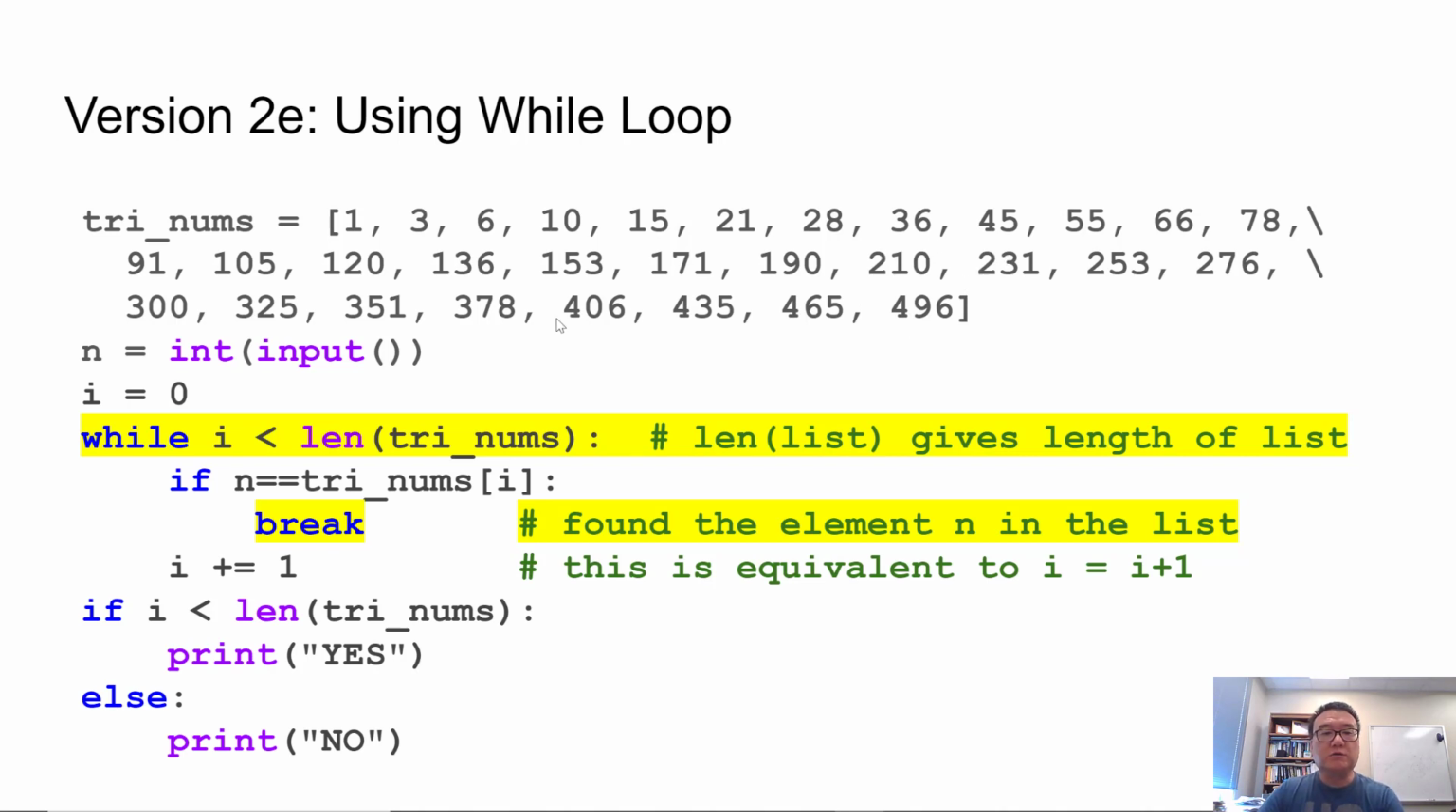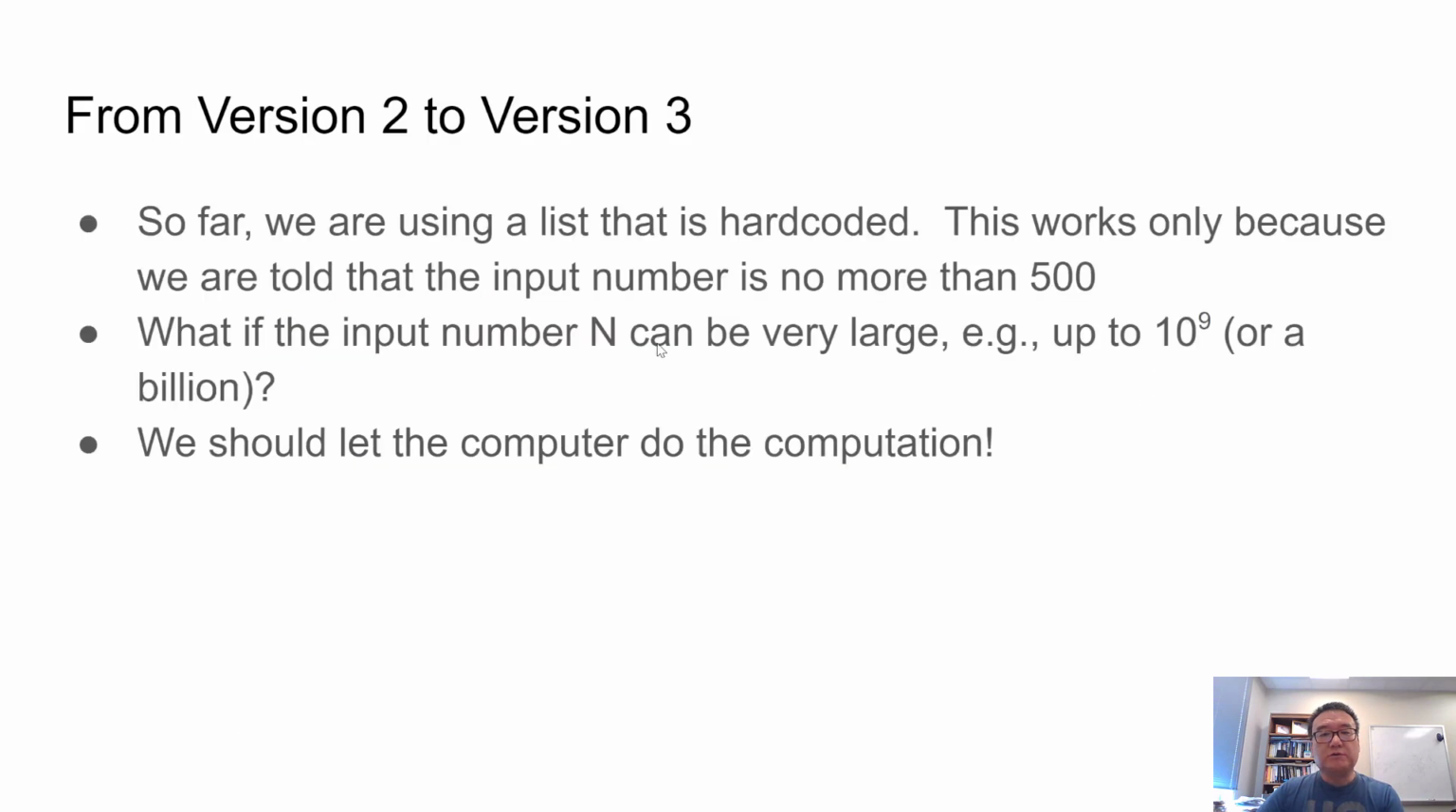And also, this wouldn't really work if n can be very big. For example, if n is up to 1 billion, then this list will be very large. So the next approach we're going to try is to generate the triangular numbers. Let the computer do the computation. I encourage you to try to do that. Think about how you would do it before going forward with the video.